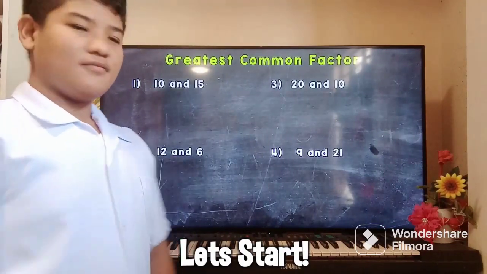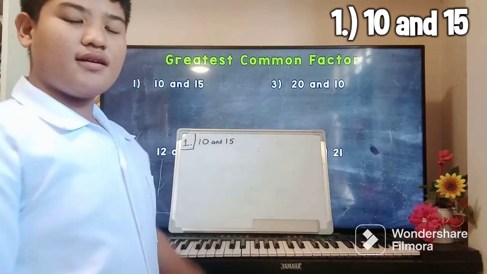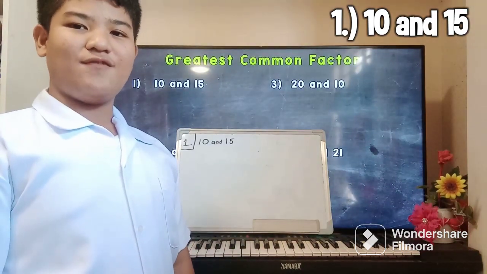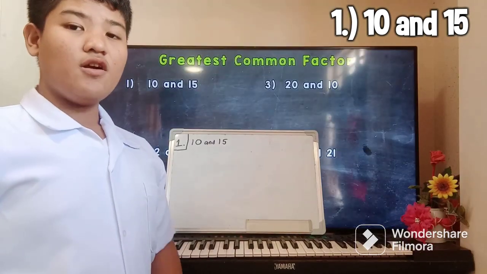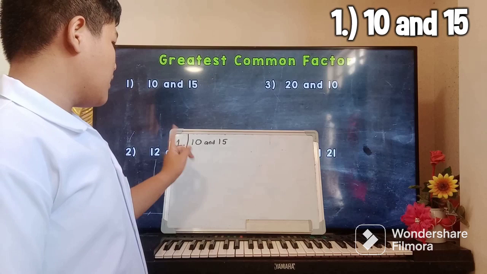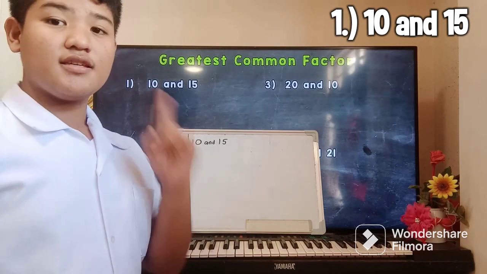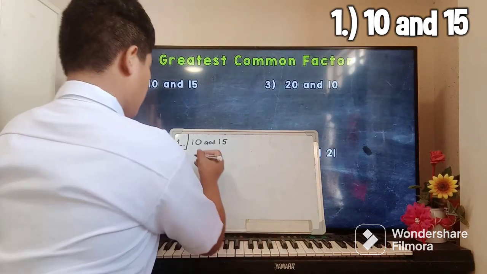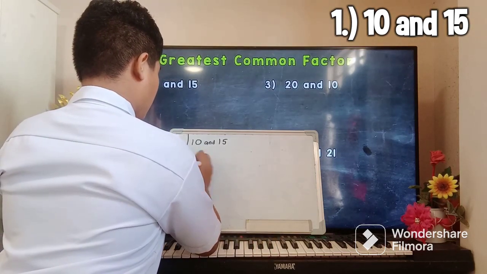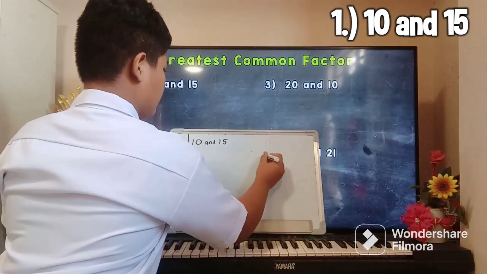Let's start. Number 1, 10 and 15. We must find the greatest common factor of 10 and 15. First, we must find the lowest number that we can multiply to get 10. The lowest number that we can multiply in 10 is 1. So we will write number 1, and then we will write number 10 at the end.